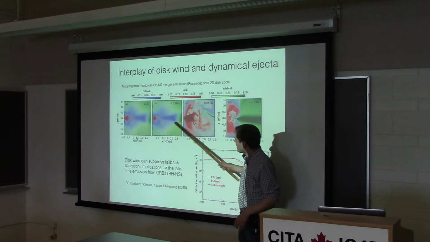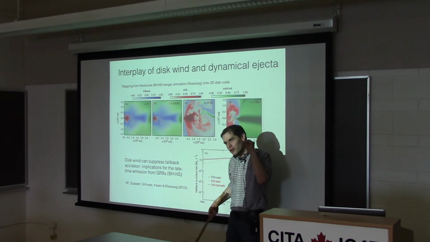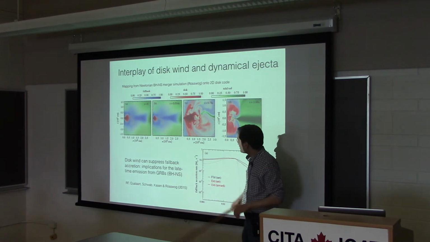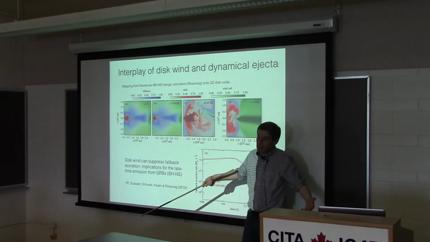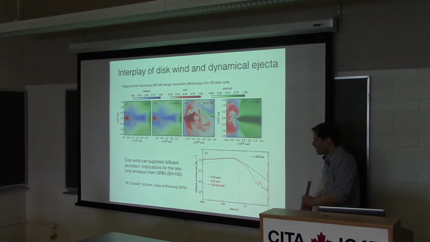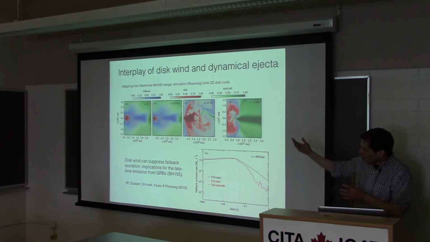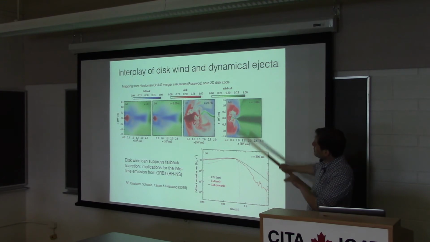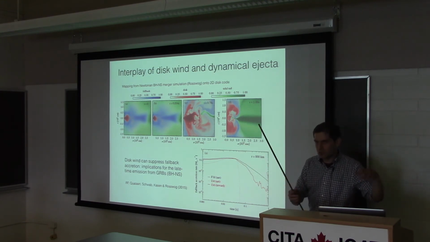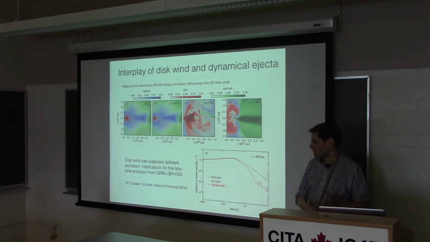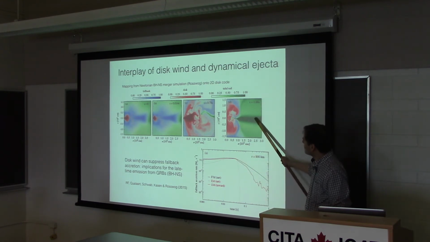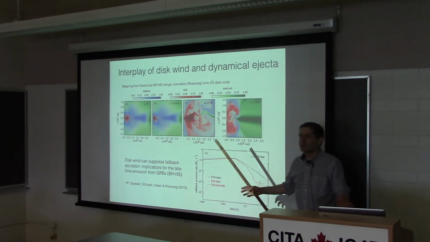And so the fallback cannot go to the central object unimpeded, because on the equatorial plane we have the disk. Essentially there's an interaction between the fallback from the dynamical ejecta and the disk. So in this study, what we did is take a merger simulation, done in Newtonian gravity by Stefan Rosswog, and map it into our disk evolution code and paint the different components in different colors and see what happens.